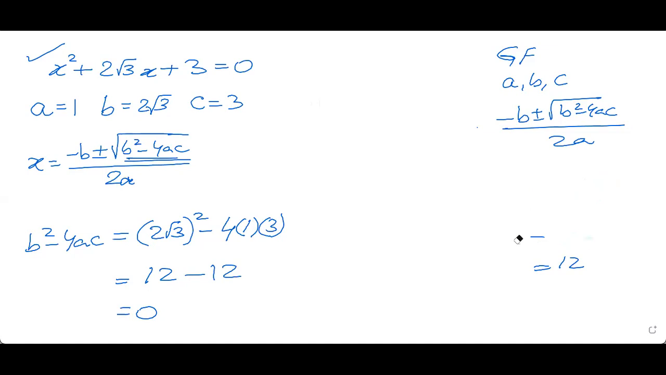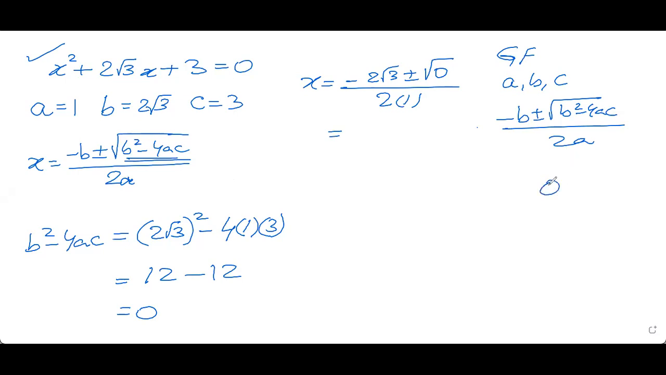No rocket science, simple arithmetic. No tricks. Now once we found out the value of this part of the formula, we can now write x equals to minus 2 root 3, b is 2 root 3, plus or minus square root of 0, by 2 into 1.